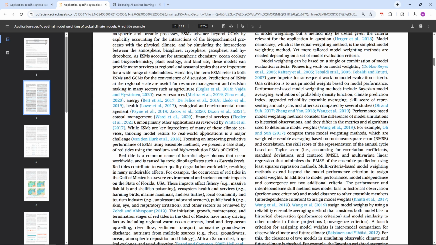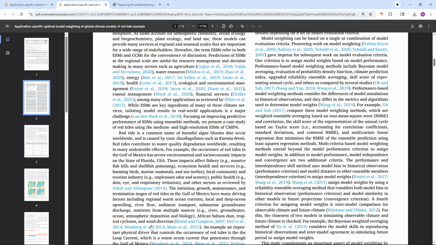And then how would I end this? I will end by saying that now we will show another application, which is red tide, focusing on improving the predictive performance of Earth system models using a sampling method. We present a case study of red tide. So now I introduce our application, which is red tide.